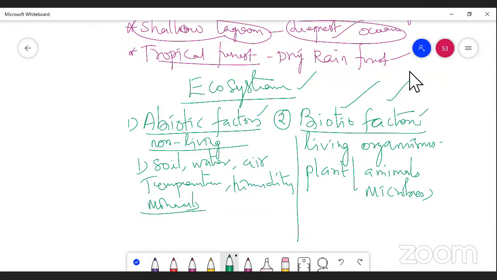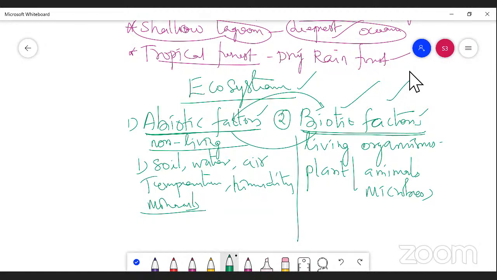So an ecosystem includes two factors: one is the biotic factors, the second one is abiotic factors. The ecosystem definition was given by a great scientist, A.G. Tansley, in 1935. His definition: an ecosystem is a community of biotic factors and abiotic factors, with an interrelationship between the two factors. One more important point.